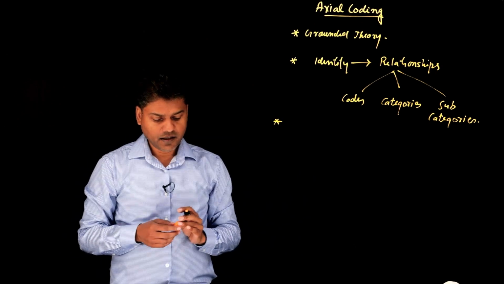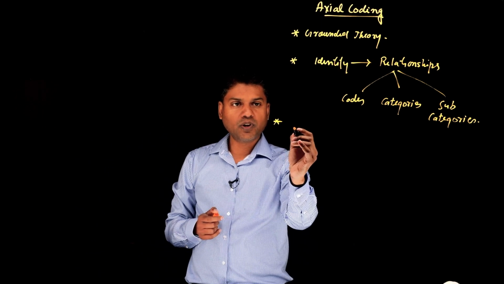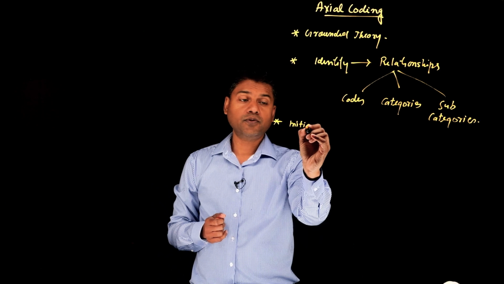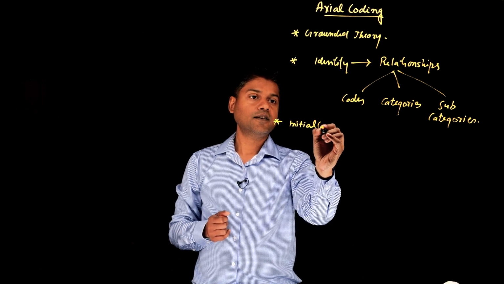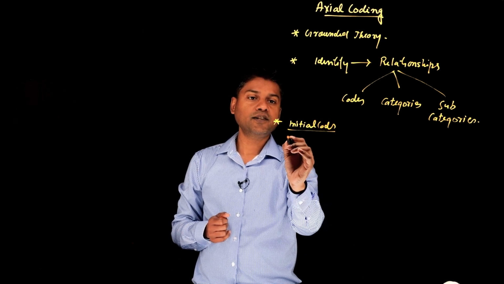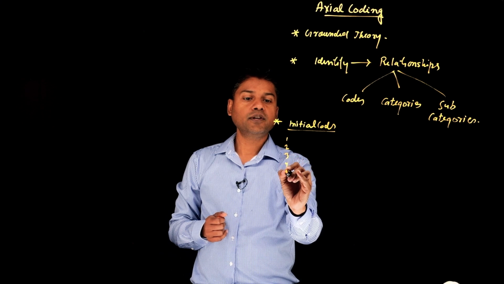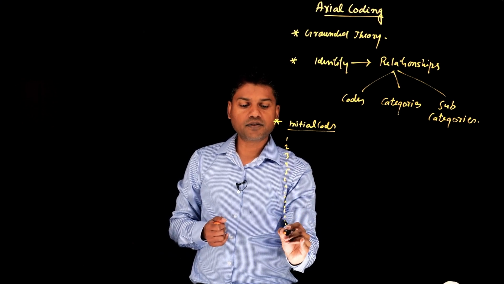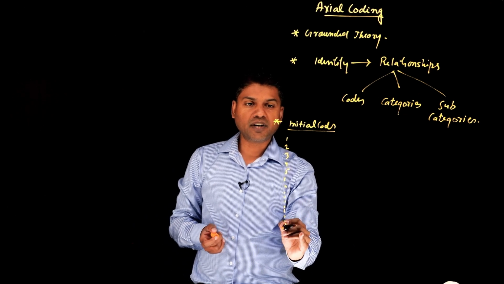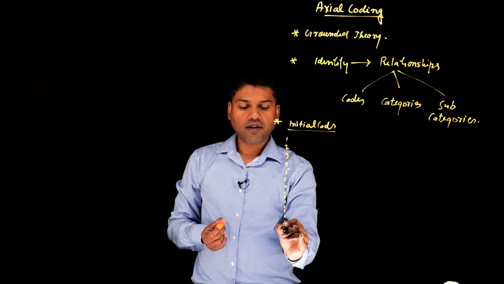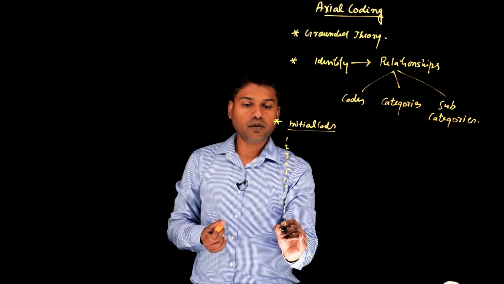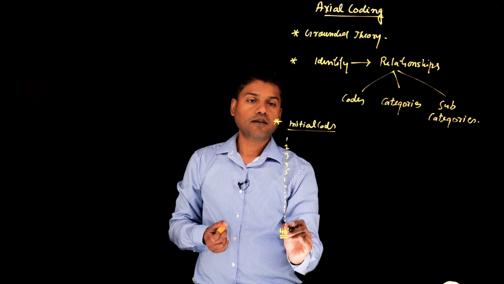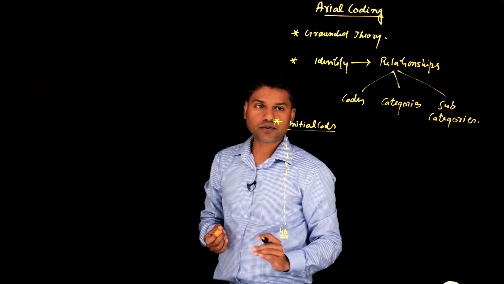Let's say you develop your initial codes. That is our first process of data analysis. Let's say you have 1, 2, 3, 4, 5, 6. Generally in a typical study, we see initial codes might be somewhere between 20 to 30 or 40 codes. Let's say 40 codes. So that's your initial codes.